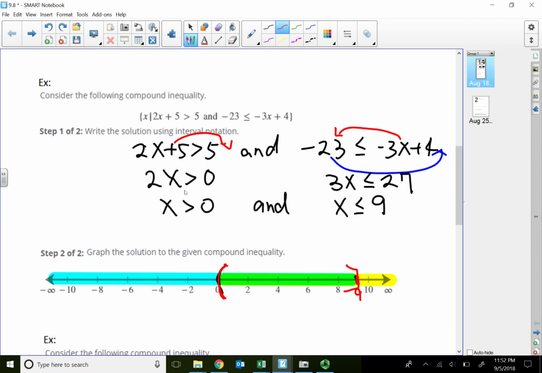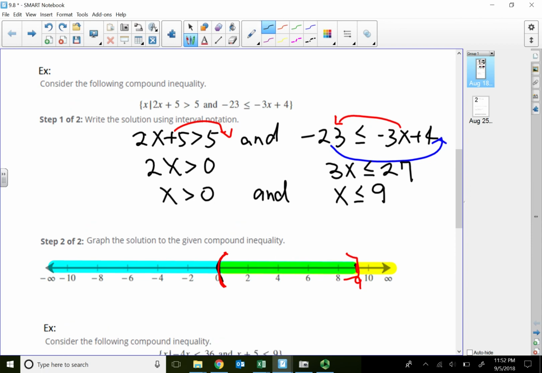Give me a number that has to be bigger than 0 and less than 9. So that has to be anything between 0 and 9. When I use blue and overlap it with yellow, it gives me the green part right here. This green part is where my solutions are, related by the word and. So my interval notation has to go left to right, starting from 0 all the way to 9, using brackets.